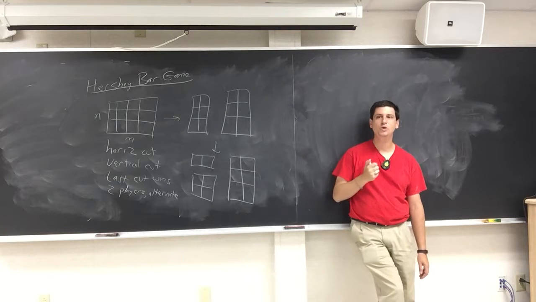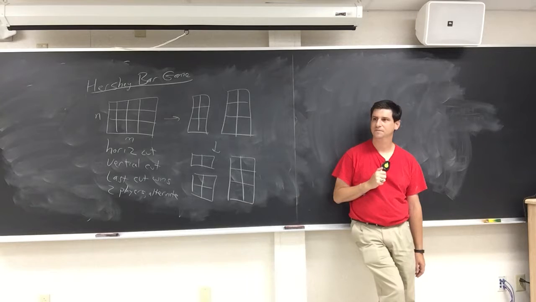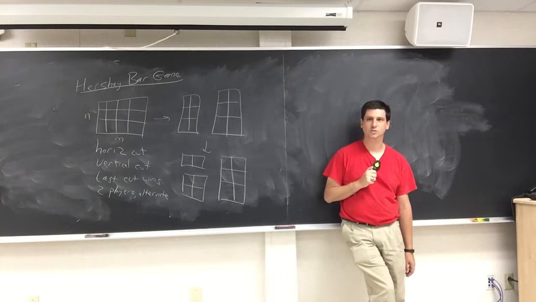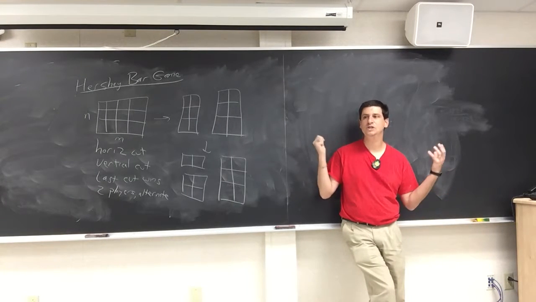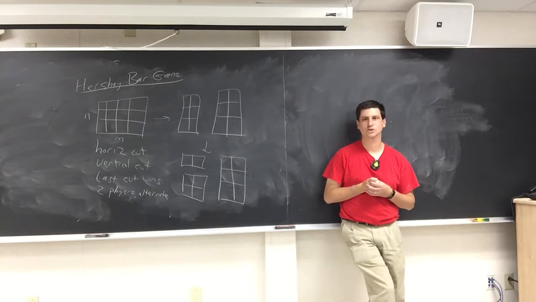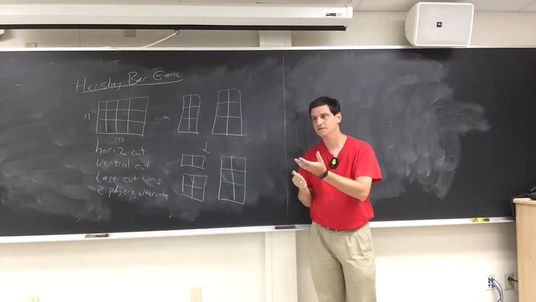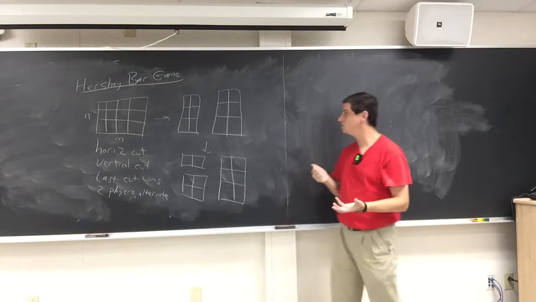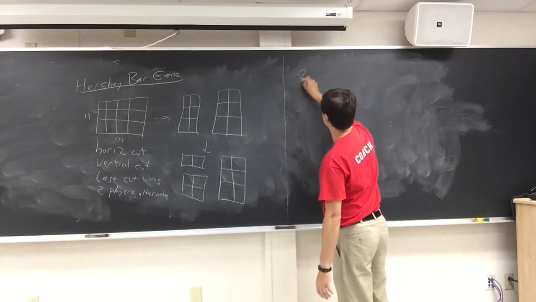So any thoughts on who has the winning strategy as a function of n and m? Last cut wins. So what should you do in something like this when you're trying to get a sense of what's going on? Smaller grid. So start with a small grid. Build intuition.